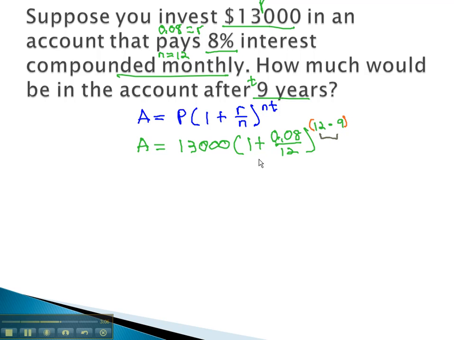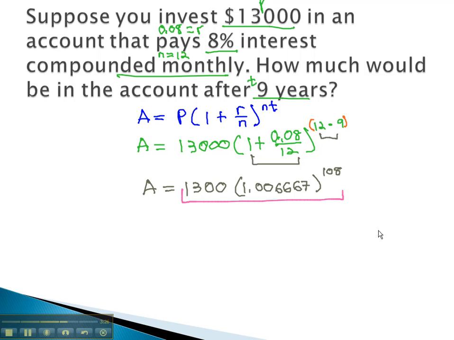Let's go ahead and do the exponents in the parentheses in one step. A equals 13,000 times, when we use my calculator, we get 1.006667 to the 108 power. Depending on the calculator you have, you might be able to multiply all that out in one step, telling us the amount in this account is $26,644.85.